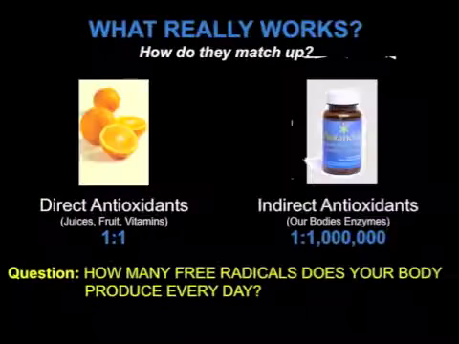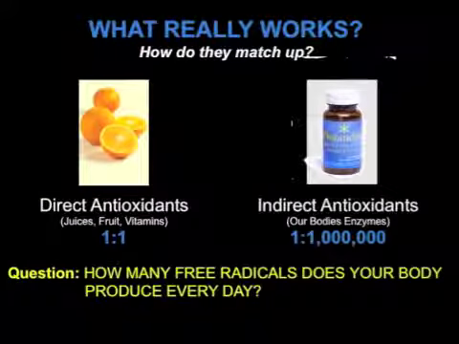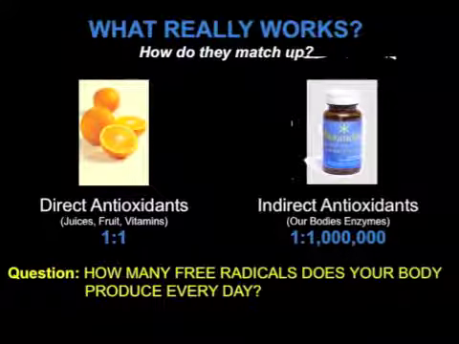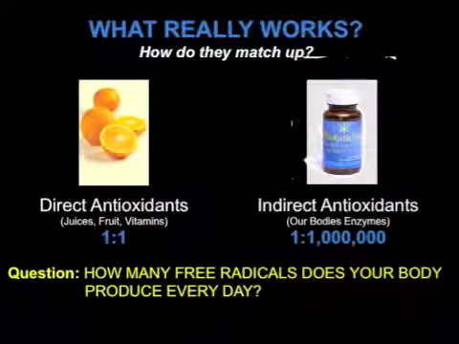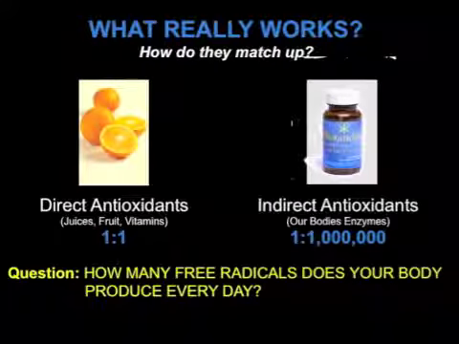So what really works? How do the direct antioxidant and indirect antioxidant approaches match up to one another? Well, it's in how they work, the ratio. Direct antioxidants, like your juices, your fruits and vitamins, etc., work on a 1-to-1 ratio, which means when you take these into your body and your body metabolizes them and breaks them down, one molecule of, say, vitamin E will in fact neutralize one free radical. But you need another one, so you need to keep consuming these things. Does it work? Yes, in fact it does work very well on a 1-to-1 ratio.